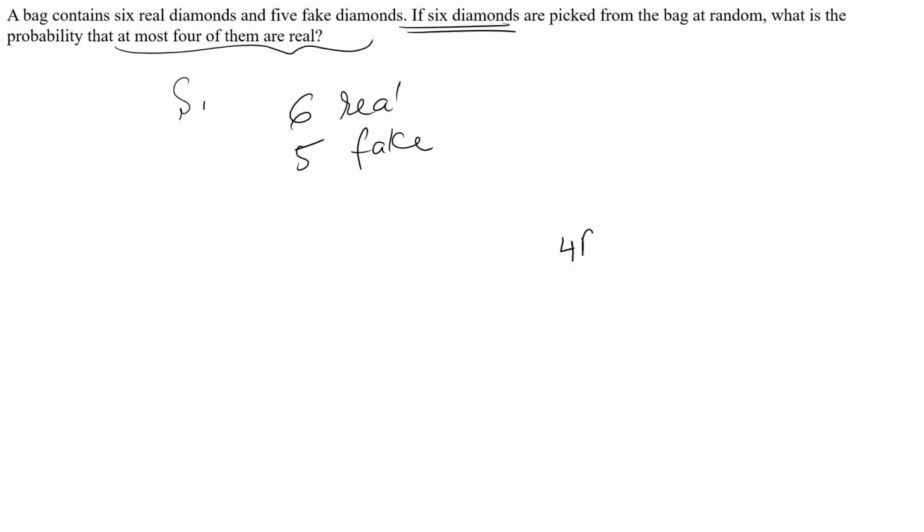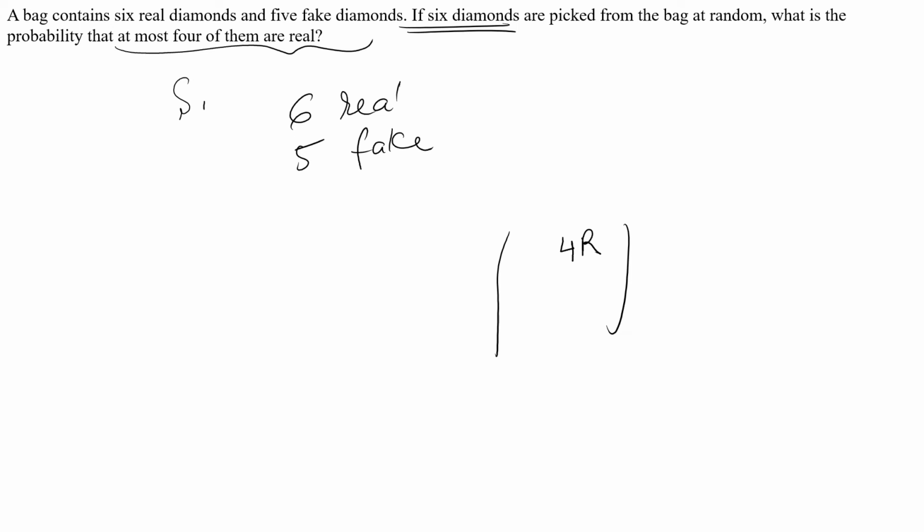A bag contains six real diamonds and 5 fake diamonds. If 6 diamonds are picked from the bag at random, what is the probability that at most 4 of them are real? What is meant by at most? At most means 4 or less. So maybe 4 of them are real. You have to pick how many?